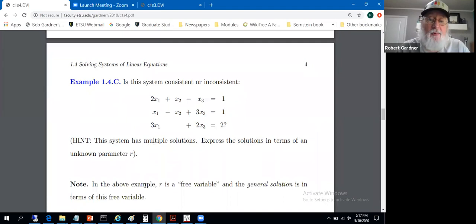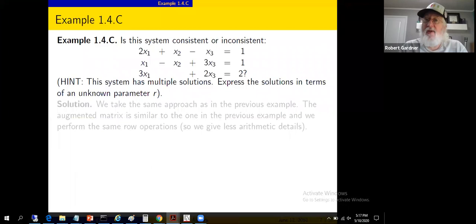All right, in the first example, we found a unique solution. In the second example, 1.4.b, something went wrong, had no solution. That something that went wrong, say, was 0 equals 1, inconsistent. In this case, it's going to be consistent. In fact, it's going to have infinitely many solutions. And that's the three things that can happen with a system of equations: unique solution, no solution, or infinitely many solutions. Infinitely many solutions of a particular form. We're going to express the solutions in a particular form.